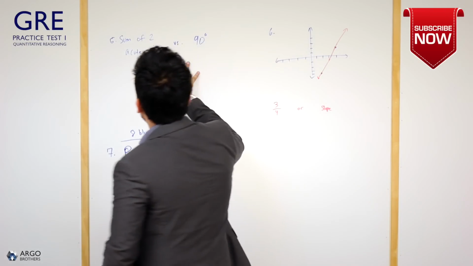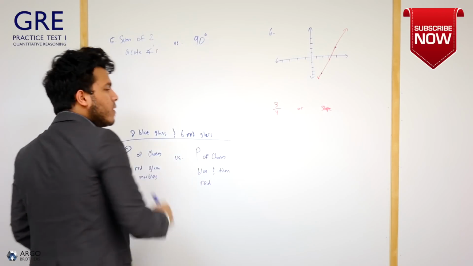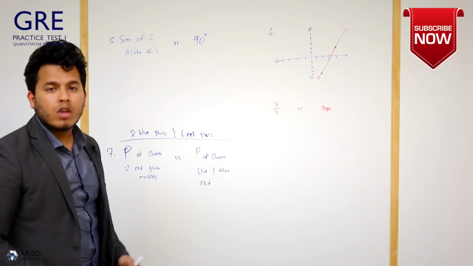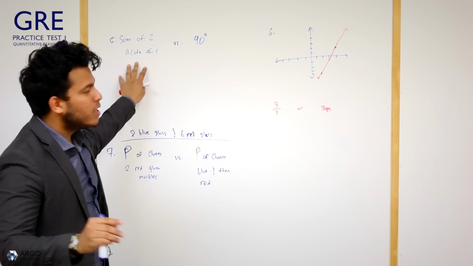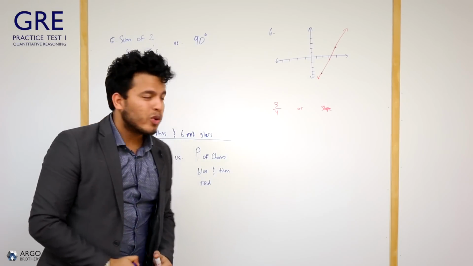The answer for this question is actually D, because we don't have enough information. We don't know the measures of the two acute angles over here. So the answer choice is D. Hopefully you did not go for answer choice A.